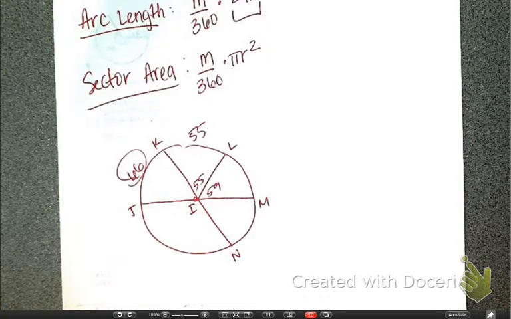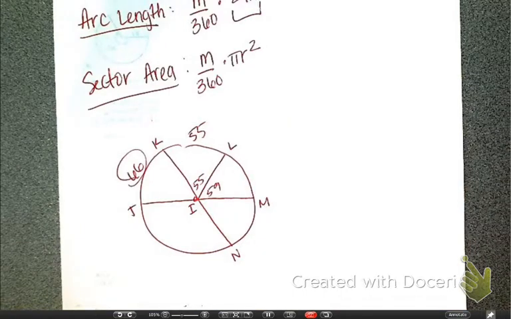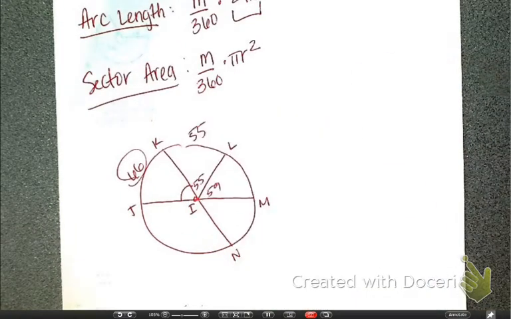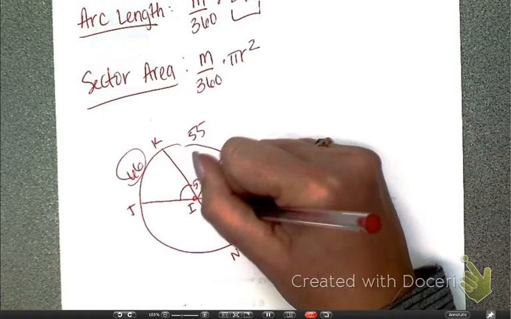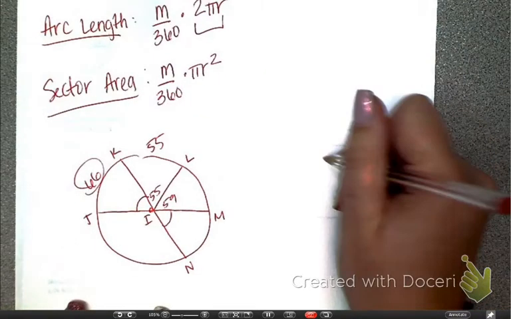What is the relationship between angle JIK and angle NIM? They're congruent because they are vertical. Okay, great. Next picture.